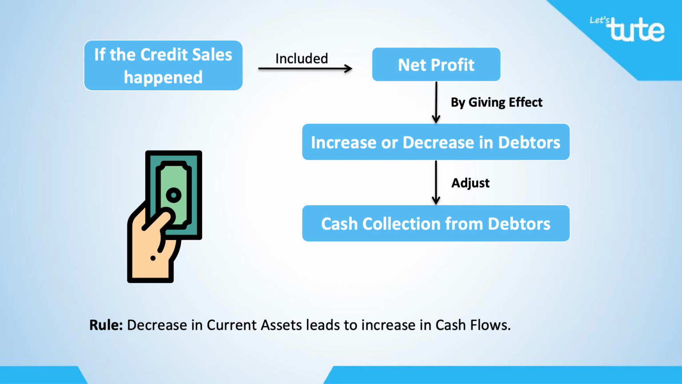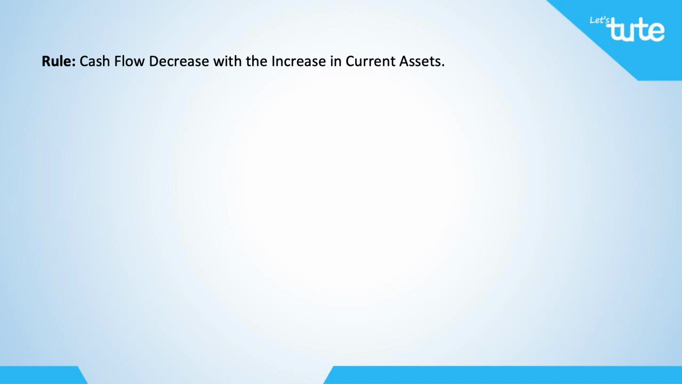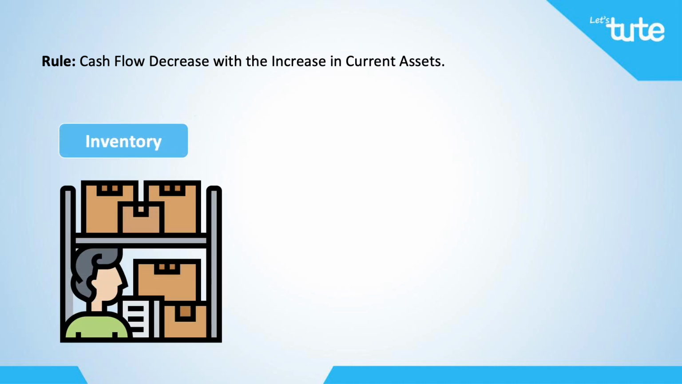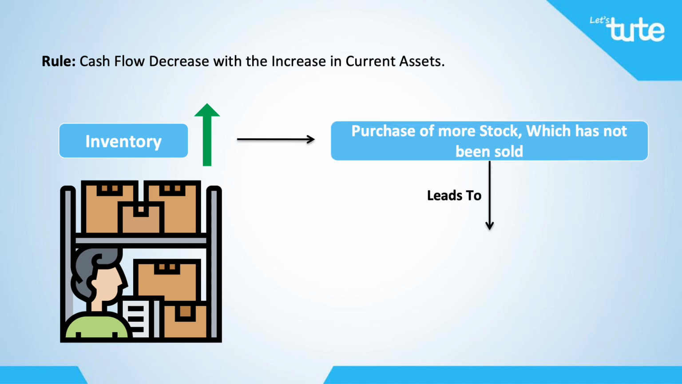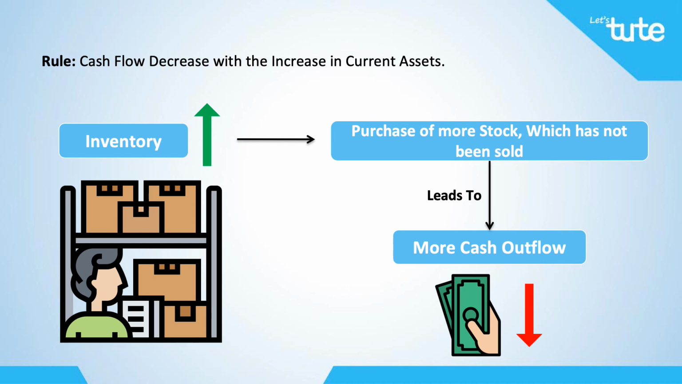Conversely, there could also be cash outflows. In other words, an increase in current assets leading to a decrease in the cash flow. Say for example, inventories. An increase in the balance of inventories at the end of the year compared to the opening balance is a result of a purchase of more stock, which has not been sold yet. So this leads to more cash outflows.